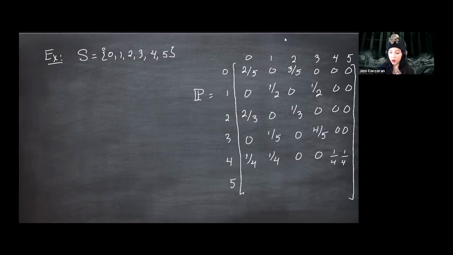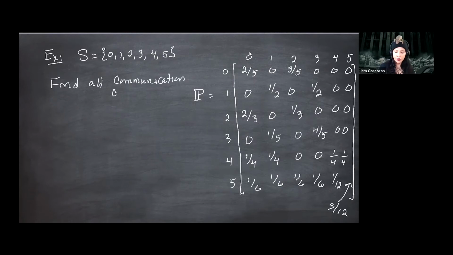And from 5, I'm going to go anywhere. So 1/6, 1/6, 1/6. They don't have to be equal. Maybe I'll cut up the last two in a different way, like 1/12 and 3/12. I think that adds up to 1. But again, the actual numbers are not important. Okay, so we want to find all communication classes.